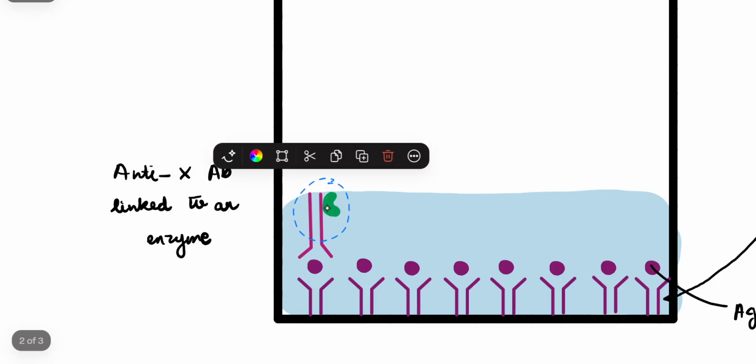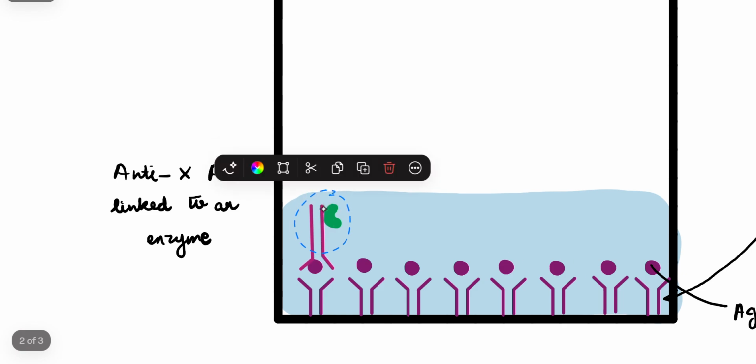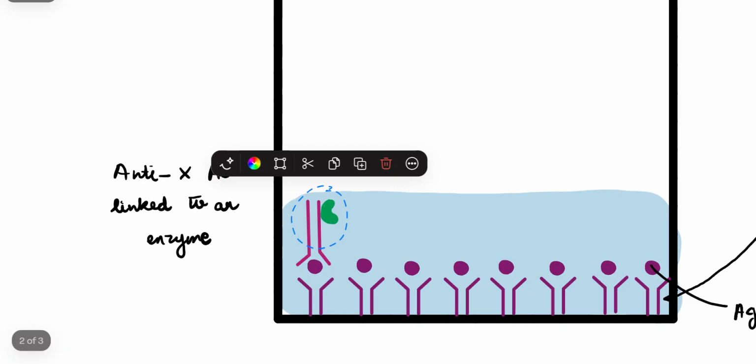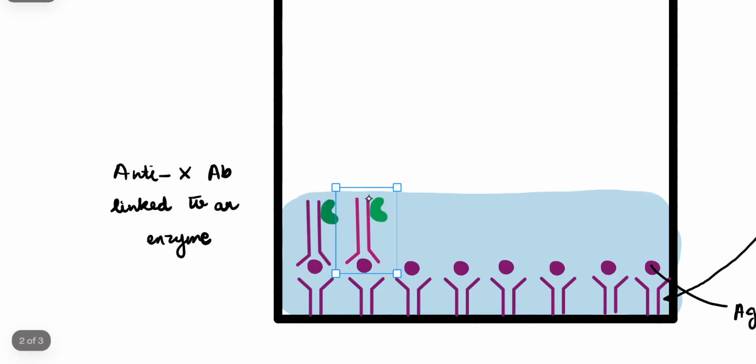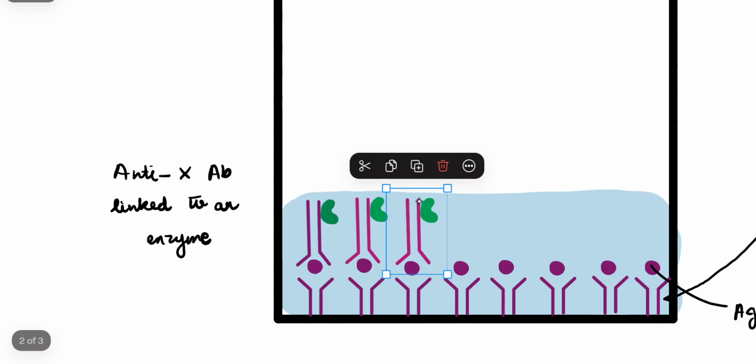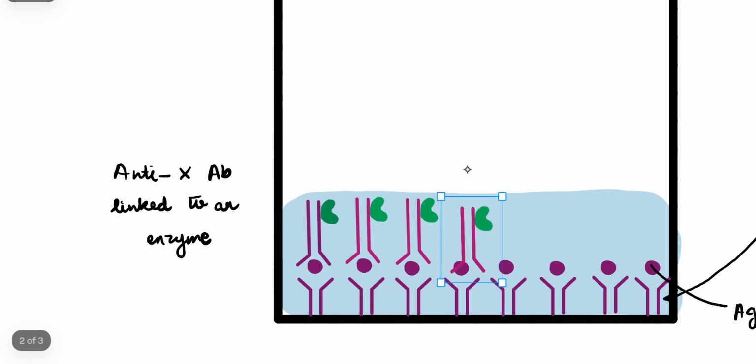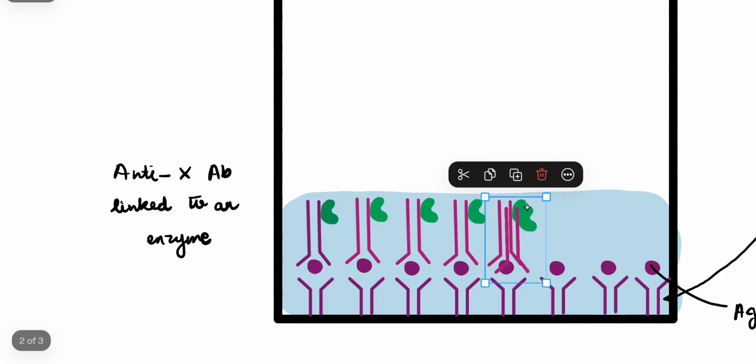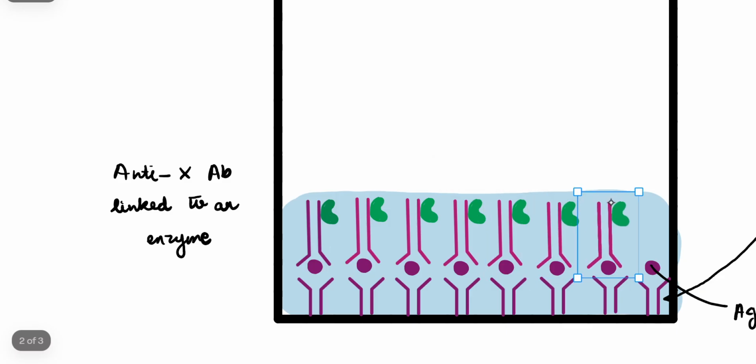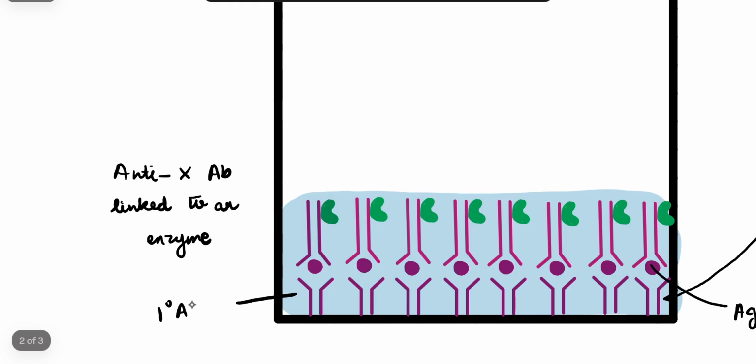As soon as we add it, because this antibody is specific to antigen X, it will bind to antigen X. Similarly all the secondary antibodies will bind to the antigen X. So we will label them as primary antibodies and secondary antibodies. Primary antibodies are those which were firstly coated inside the well. So these are my primary antibodies, these are my antigens, and these are my secondary antibodies which are linked with the enzyme.